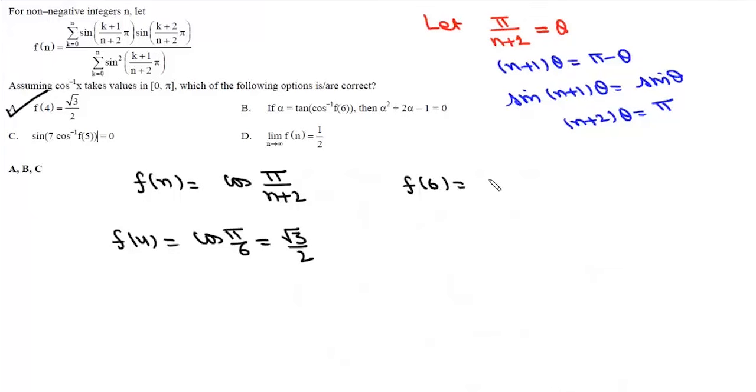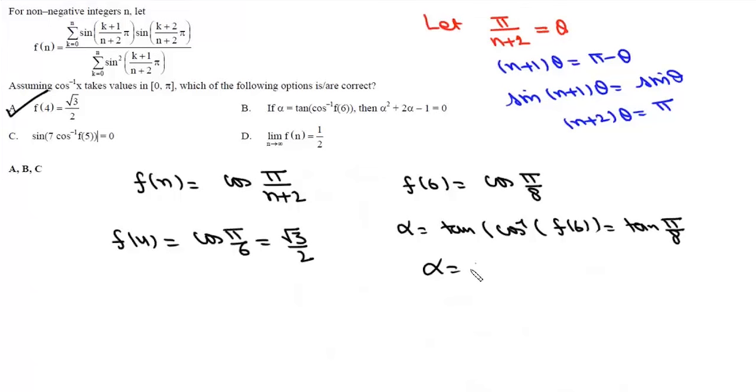Now f6 will be cos(pi by 8). Alpha is tan of cos inverse f6, and cos inverse f6 is pi by 8. So it will be tan(pi by 8), and tan(pi by 8) is simply root 2 minus 1. Now we take this one on the left hand side in square, we get alpha square plus 1 plus 2 alpha equals 2, or alpha square plus 2 alpha minus 1 equals 0. That means option B is also correct.